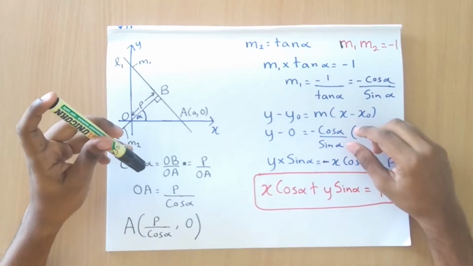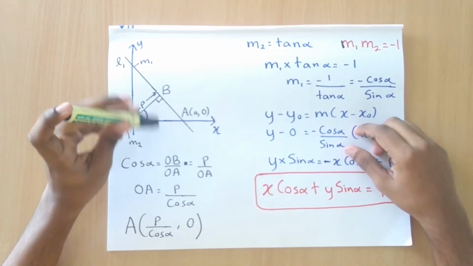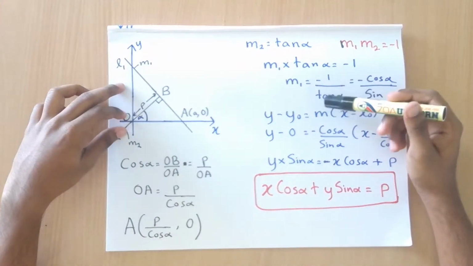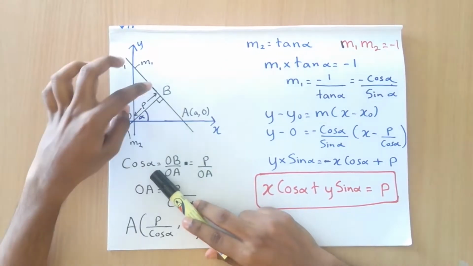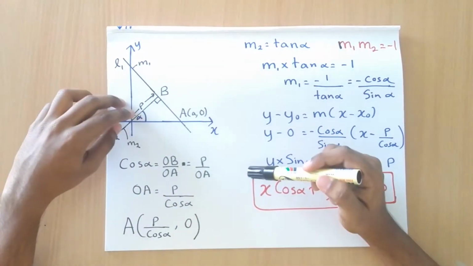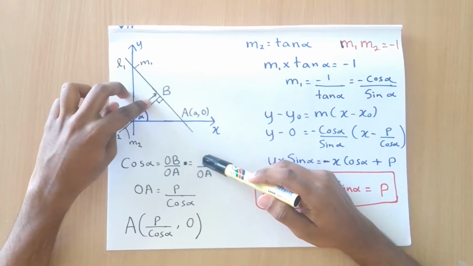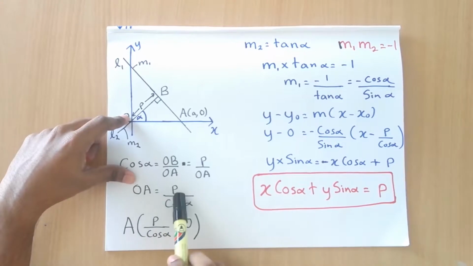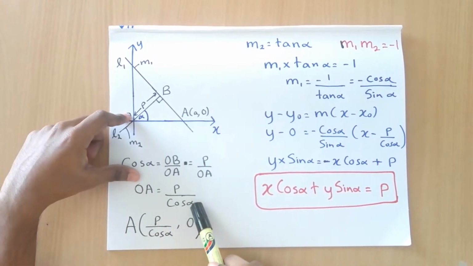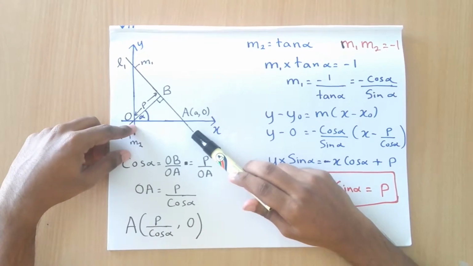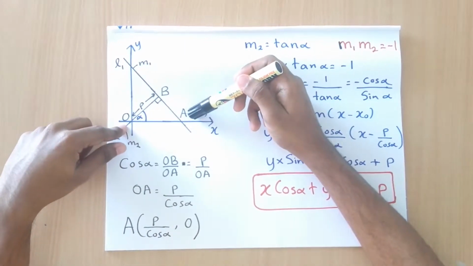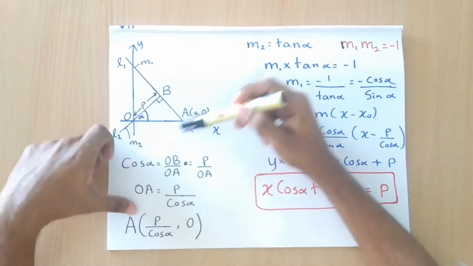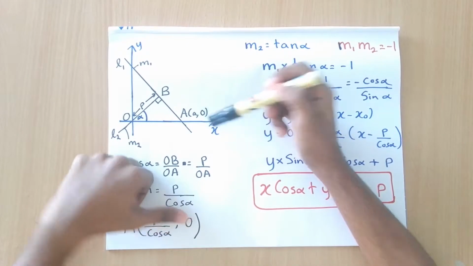Our next step is to find the coordinates of a point on the line L1. From this right angle triangle OAB, we can say that cos alpha equals OB over OA. So that is equal to P over OA. Now we have a value for OA. OA equals P over cos alpha. The distance OA is the value of the coordinate A. So now we have the coordinate of this point A as P over cos alpha and 0.